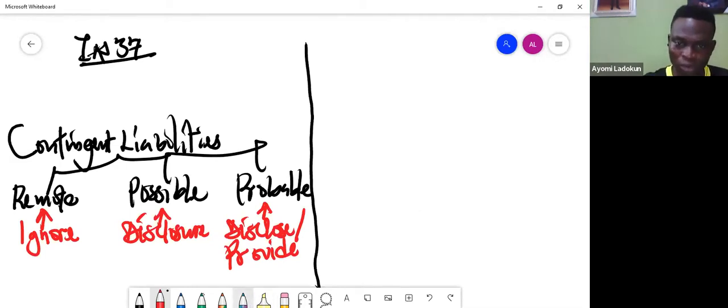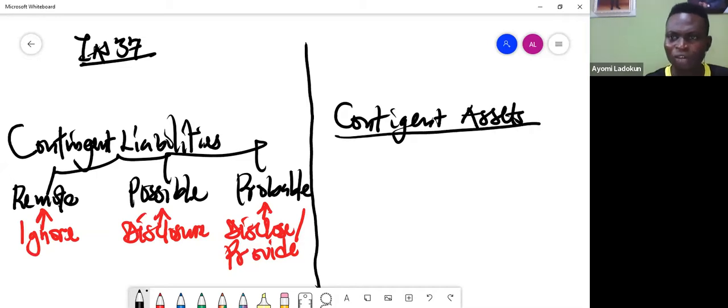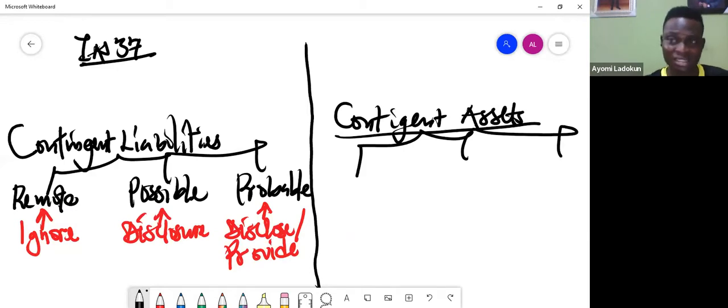So let's go to the other one, contingent assets. Now, a contingent asset is also a possible asset, whose occurrence will be dependent on one or more uncertain future events. So that is a contingent asset.